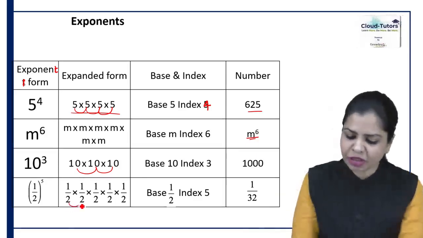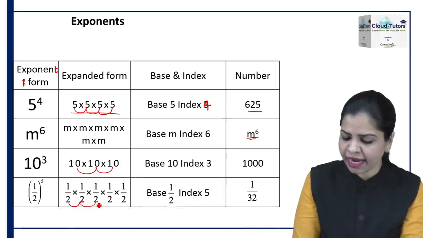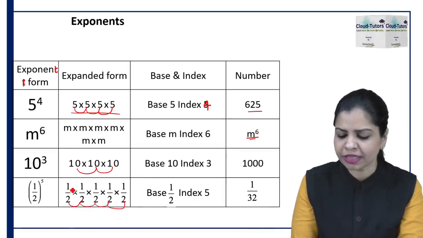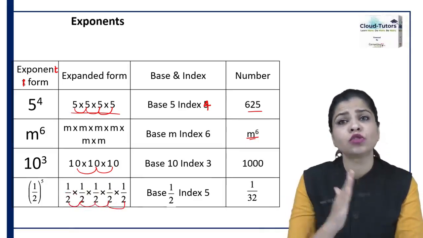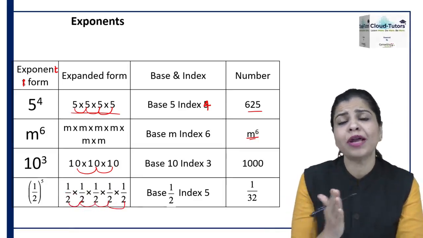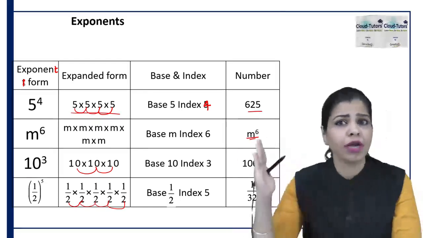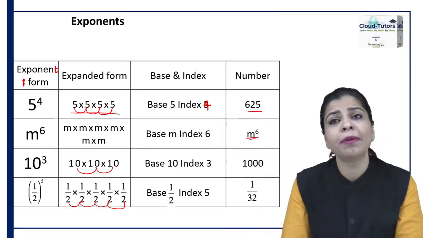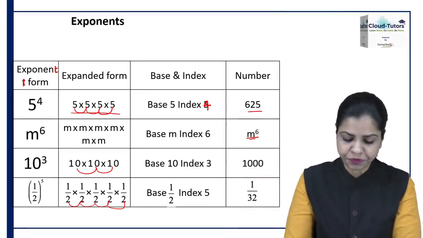And you multiply this. 2 2s are 4, 4 2s are 8, 8 2s are 16, 16 2s are 32. And your numerator is as it is. Why is it as it is? Because it's 1. 1 into 1 is 1, 1 into 1 is 1, 1 into 1 is 1. So you write 1 by 32.